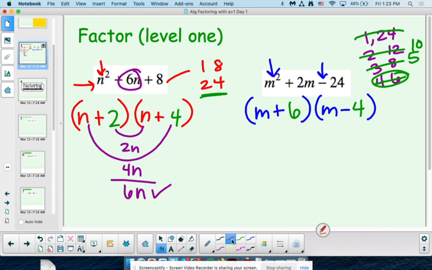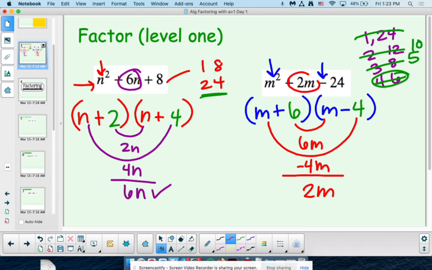Okay, so now we'll check. 6 times m is 6m. m times negative 4 is negative 4m. Add those two together. 6 minus 4 is a positive 2m, which is indeed what we wanted. So we did it correctly. Okay, so we were pretty good. We were like rock stars at that pre-spring break. So I hope spring break didn't set us back too far.